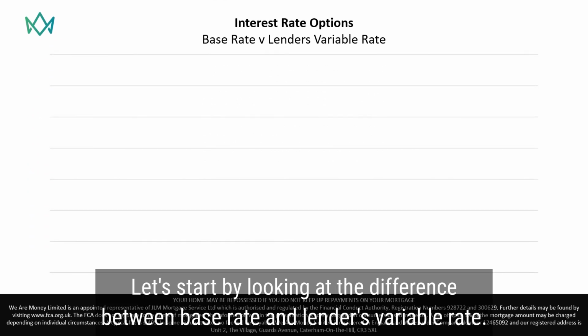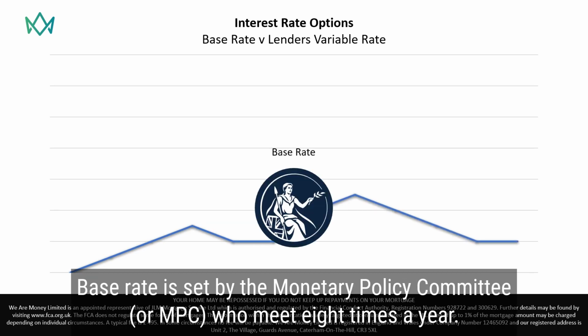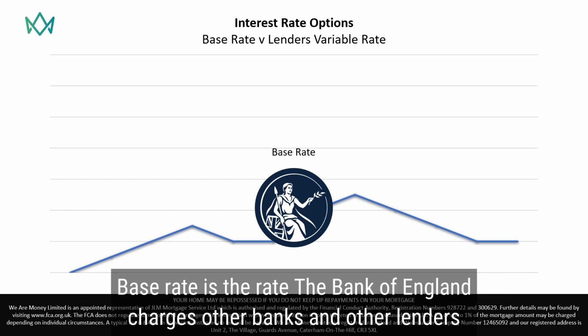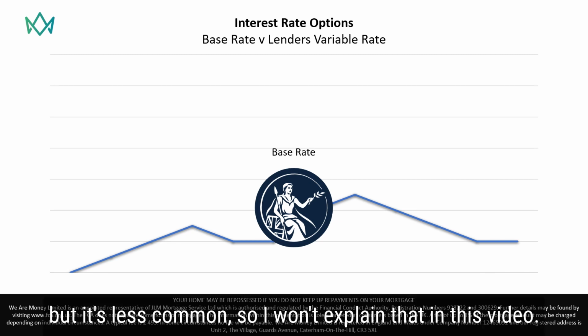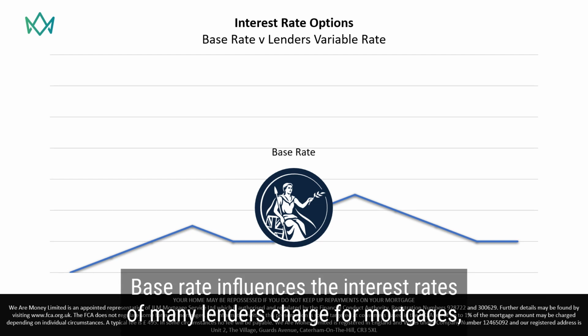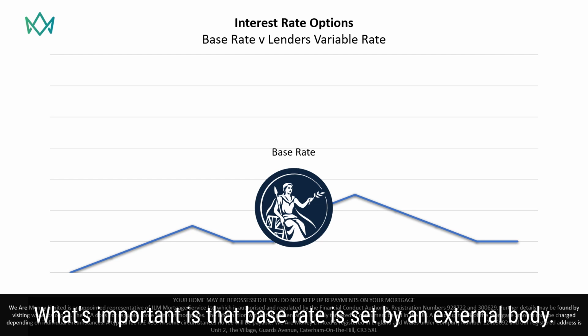Let's start by looking at the difference between base rate and lender's variable rate. Base rate is set by the Monetary Policy Committee, or MPC, who meet 8 times a year. Base rate is the rate the Bank of England charges other banks and other lenders when they borrow money. There's another pricing system called SONIA, but it's less common, so I won't explain that in this video. Base rate influences the interest rates that many lenders charge for mortgages, loans and other types of credit they offer people. What's important is that base rate is set by an external body.